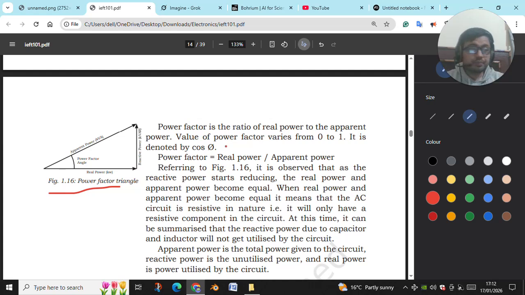Power factor is the ratio of real power to apparent power. The value of power factor varies from 0 to 1. It is denoted by cos theta. Power factor is real power divided by apparent power. Referring to figure 1.16, it is observed that as the reactive power starts reducing, the real power and apparent power become equal.